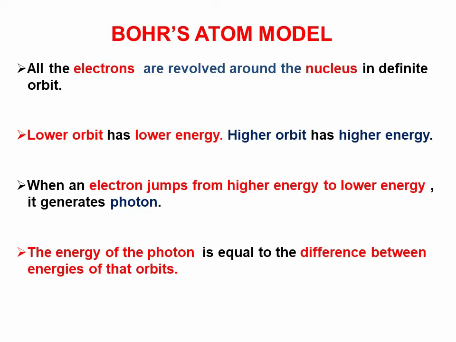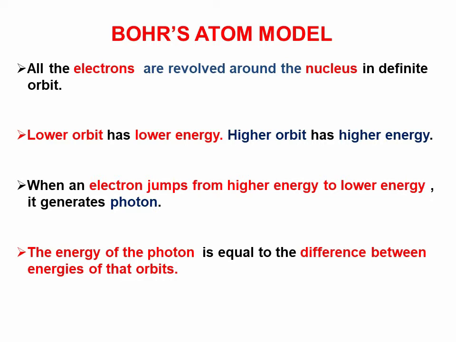First of all, we see the Bohr's atom model. All the electrons revolve around the nucleus in definite orbits. Lower orbit has lower energy, higher orbit has higher energy. When an electron jumps from higher energy to lower energy, it generates a photon. The energy of the photon is equal to the difference between the energies of those orbits.